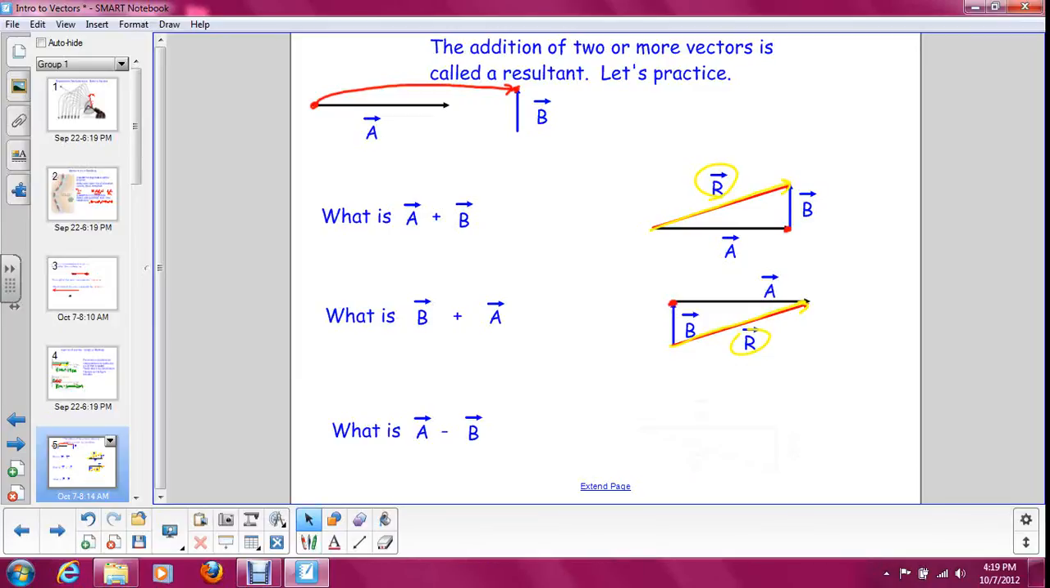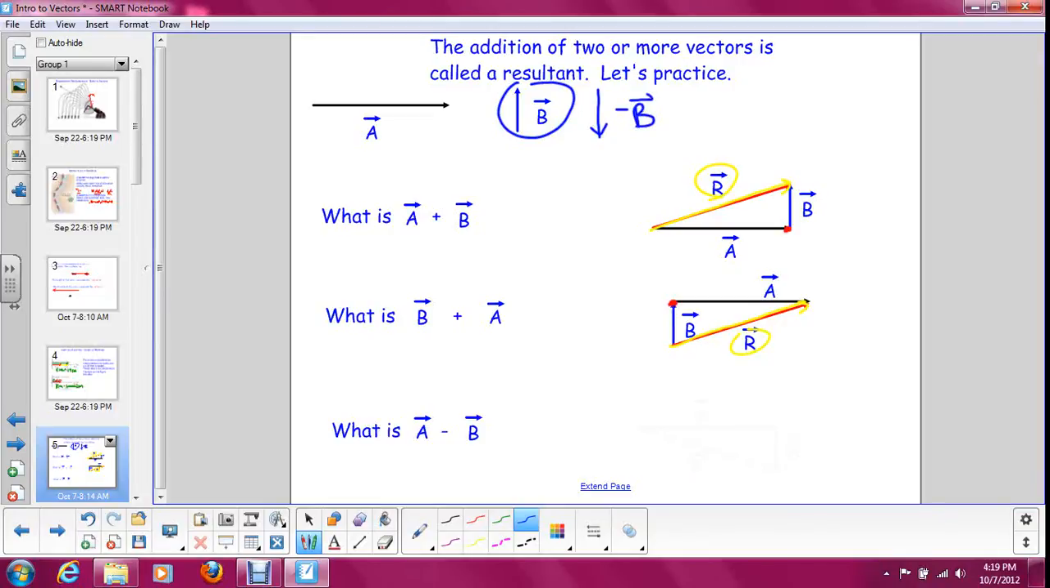And then A minus B. Well, if we have minus B, that's the same as saying negative B. So if this is our B right up here, if we want negative B, it's going to be the same length, because we're not changing the magnitude, but it's going to be pointing down. So this is negative B. We have changed its direction, but not its magnitude.